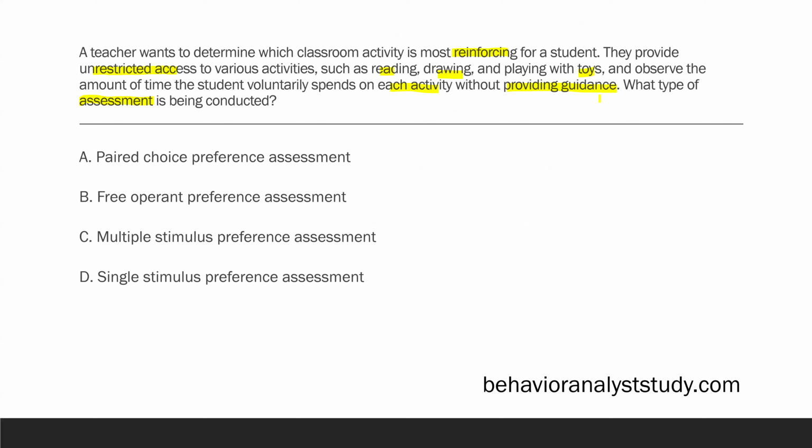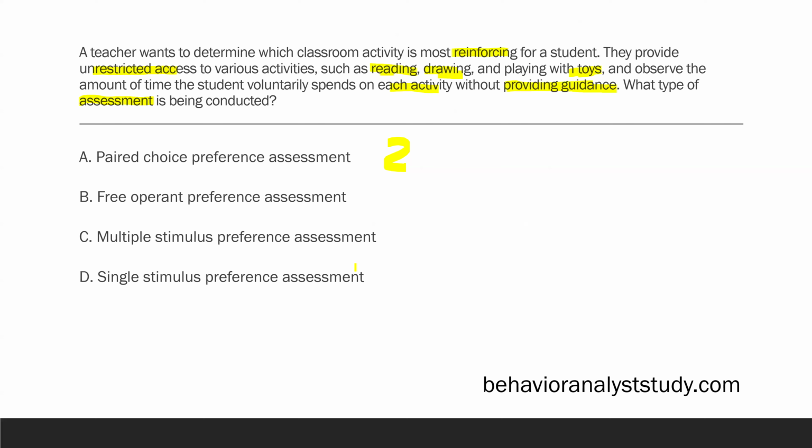So this is much more similar to a preference assessment. Now, we have to ask ourselves, what type of preference assessment is this? A paired choice preference assessment will be two stimuli at a time, right? In this case, this student can access all kinds of activities all at once. Can't be paired choice. Can it be B, free operant? Free operant means more or less things are led by the learner. We're not giving a lot of instruction or a lot of guidance. We're just letting the learner be. And this is exactly what's happening here. The learner is engaging with these different stimuli without much guidance.